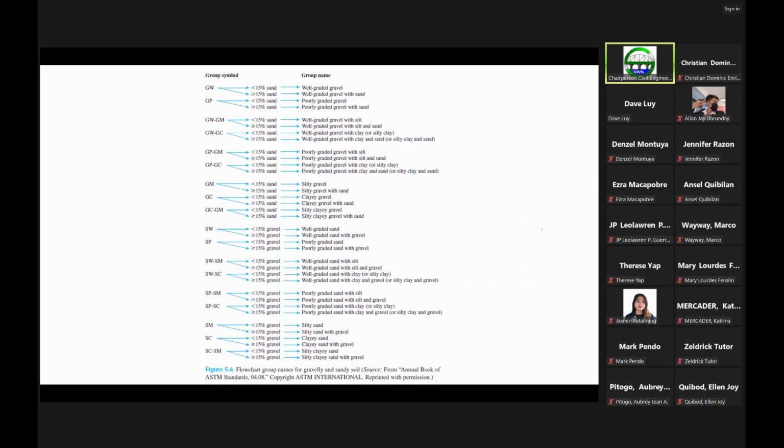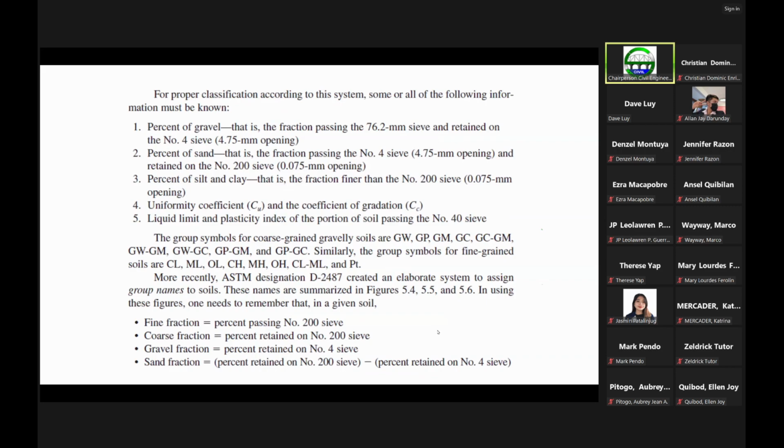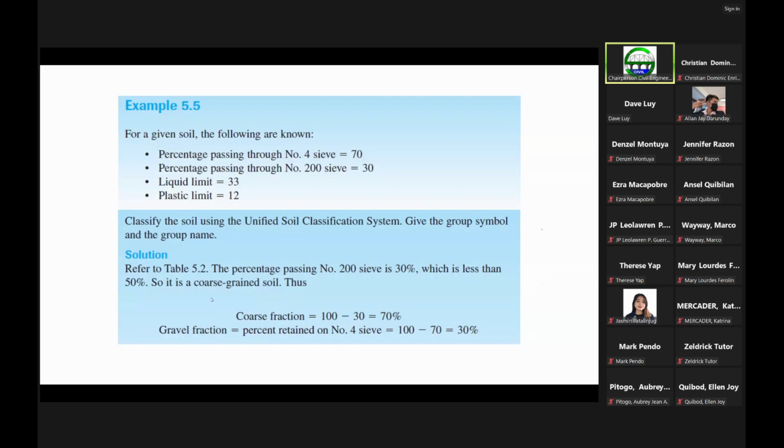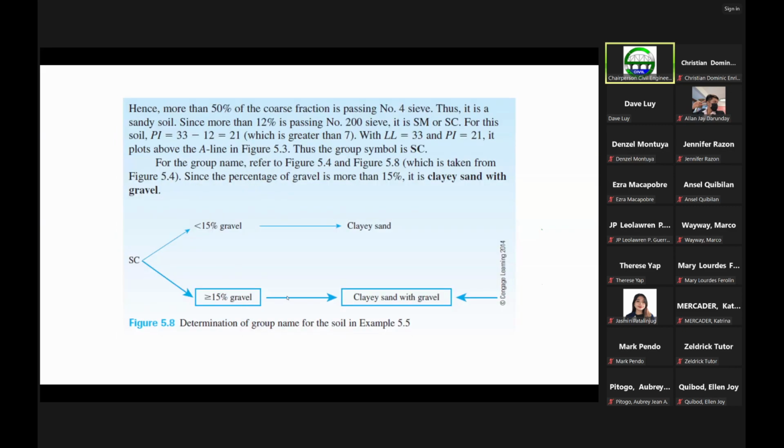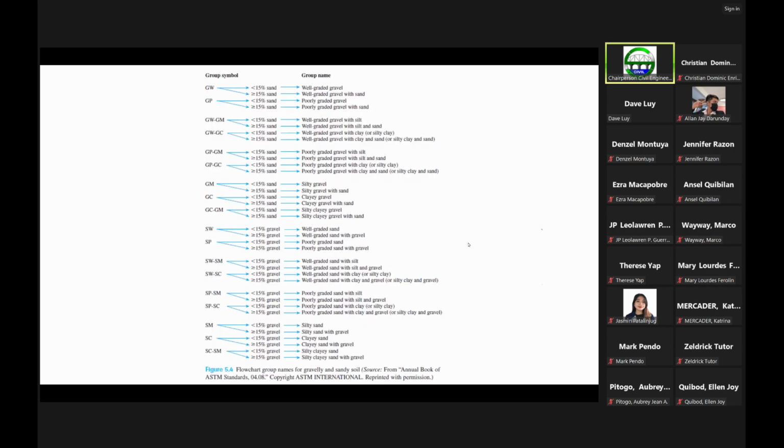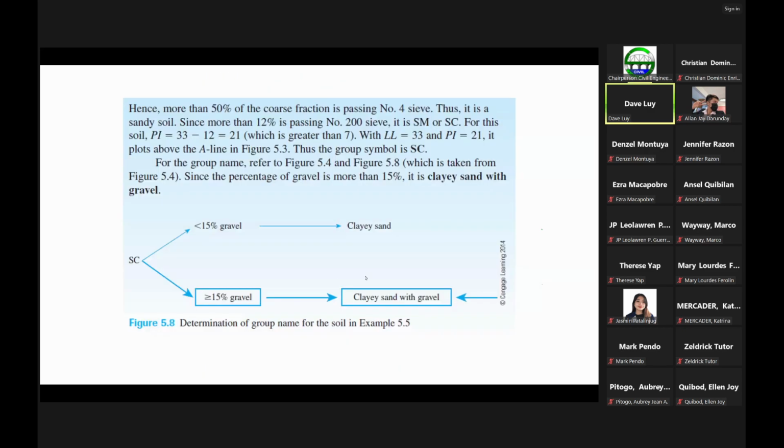So earlier, we calculated the gravel fraction. The gravel fraction is 30%. That is greater than 15%, so that means we go to this path. In the table, SC with greater than 15% gravel gives us a clay sand with gravel. So this one here, a clay sand with gravel.